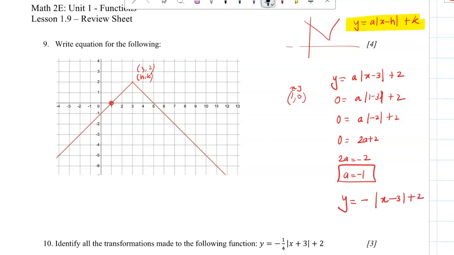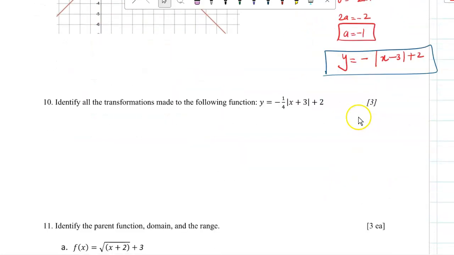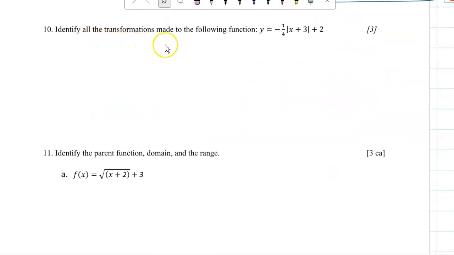That's very important. Absolute value means you don't take the sign. Now identify all the transformations. So see, this is there, this, and this.